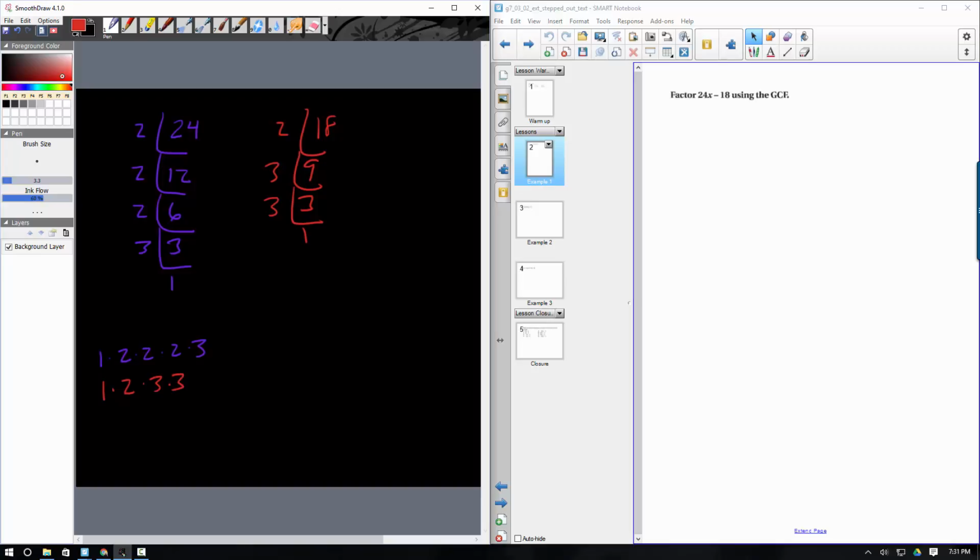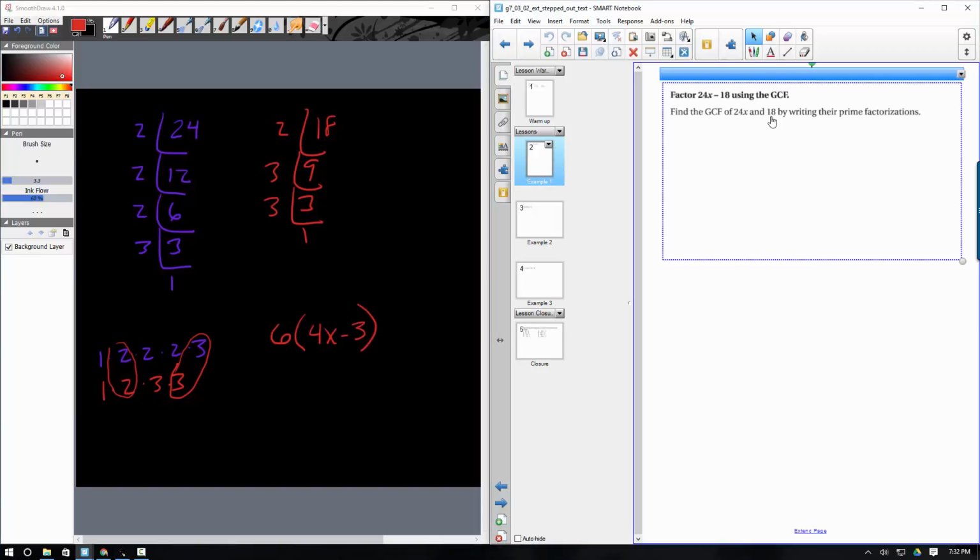And the thing that they have in common here is they both have the 2, and they both have a 3. And 2 times 3 is 6. So I'm now going to rewrite this because I can take a 6 out. And what is 24 divided by 6? Well, I get 4x minus 18 divided by 6 is 3. And that is factored out. These are the steps that we look for.